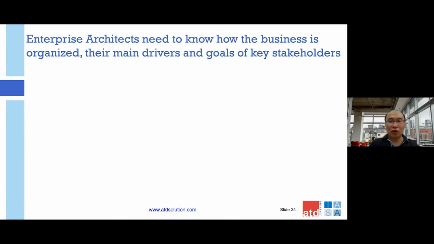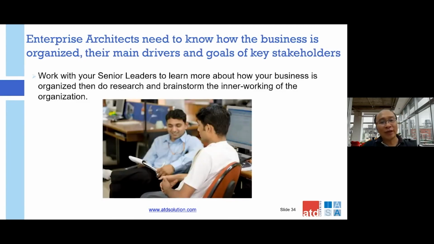Enterprise architect also needs to know about how the business is organized, their main driver, and the goal. So one of the ways is that we need to work with the senior leaders. We need to build our networking, our relationship. So we need to do the research in terms of the organization. We need to brainstorm the inner working relationship within our team, as well as interaction with other teams in the same organization, internally as well as externally.